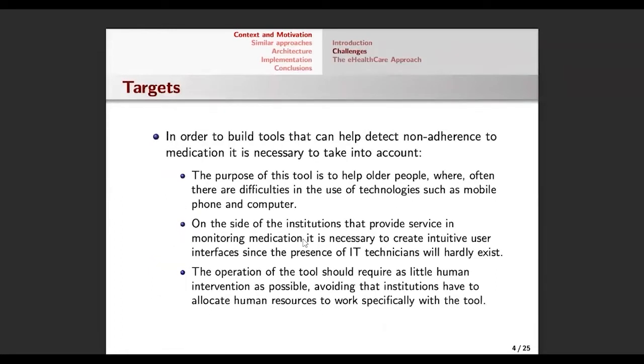There are many factors which it is necessary to take into account to build a tool that can help detect non-adherence to the medication. The first fact is that the purpose of this tool is to help older people, who often have difficulties in the use of technologies such as mobile phones and computers. The next fact is on the side of the institutions that provide medication monitoring services: it is necessary to create an intuitive user interface, since the presence of IT technicians will hardly exist. The last fact is that the operation of the tool should require as little human intervention as possible, avoiding that institutions have to allocate human resources to work especially with the tool.